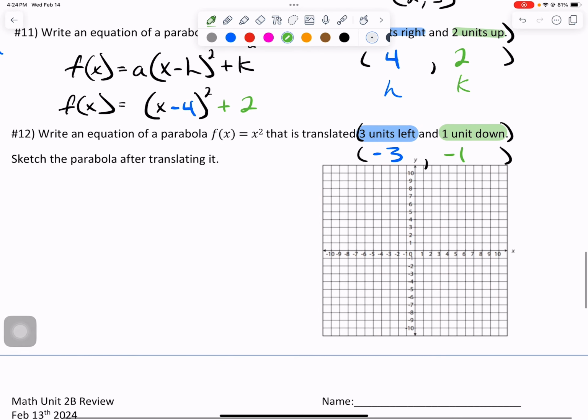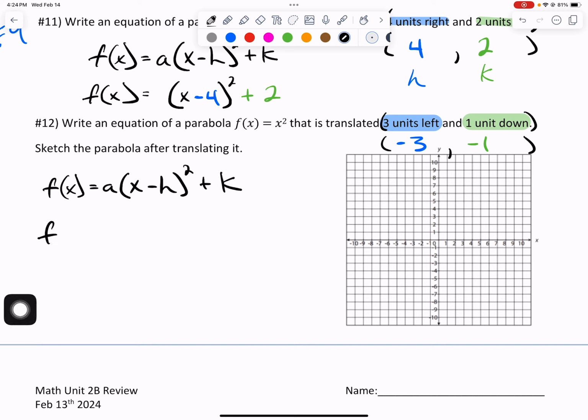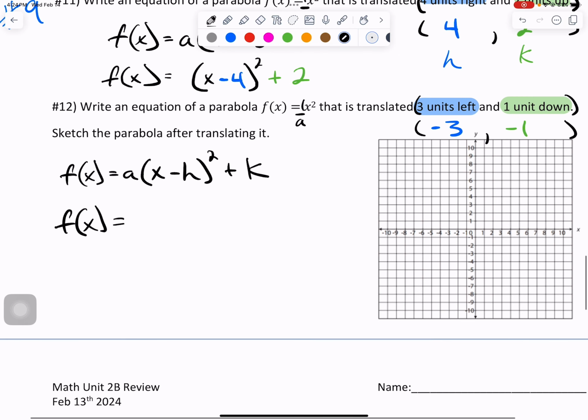But now we need to write the equation. And again, we will set up the formula for us of f of x equals a, open your parenthesis, x minus h squared plus k. So let's write it out. F of x equals, and again, sorry about the labeling on the a, that imaginary one there. So we don't have to write that one.